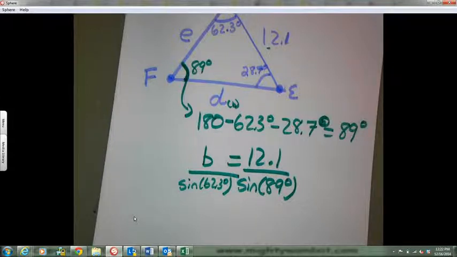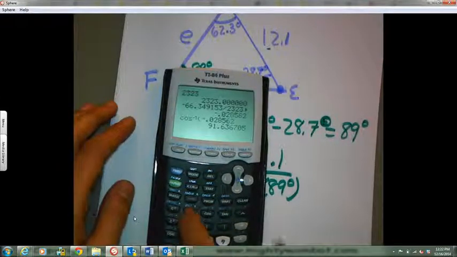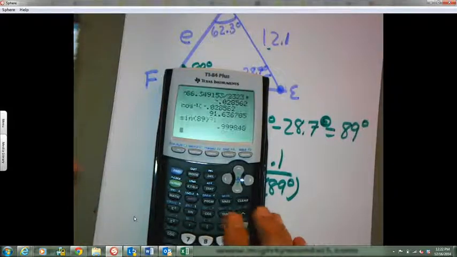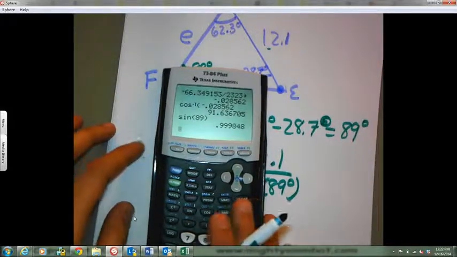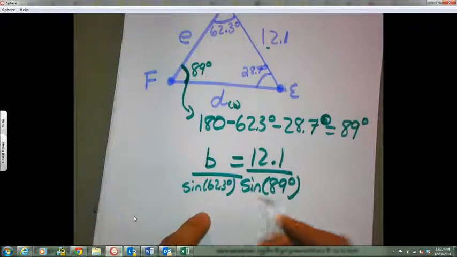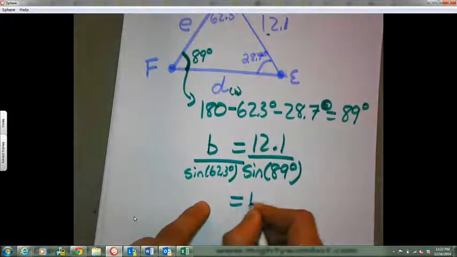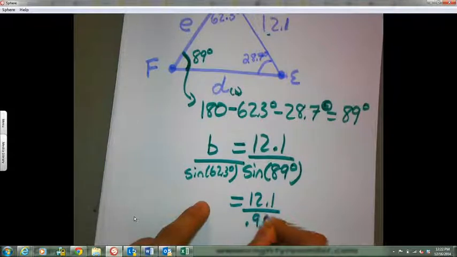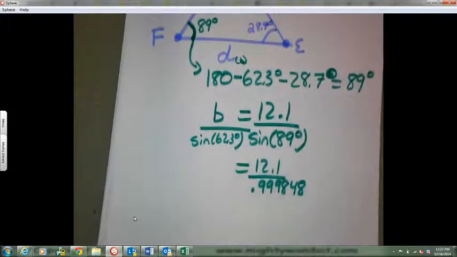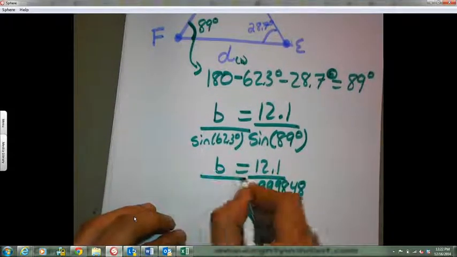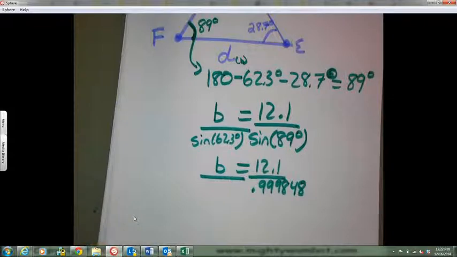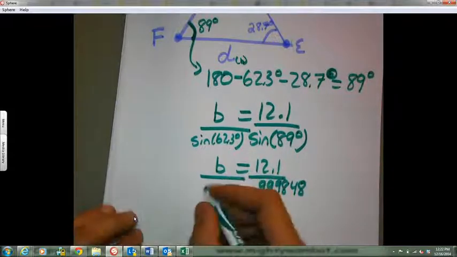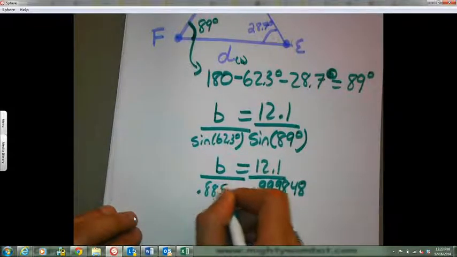So, how do we do this? Well, on our calculator we can find sine of 89 degrees, which is 0.999848. So this right here on the bottom is 0.999848. B is just B, we don't know what that is yet. Sine of 62.3 is, again on my calculator, 0.885394.